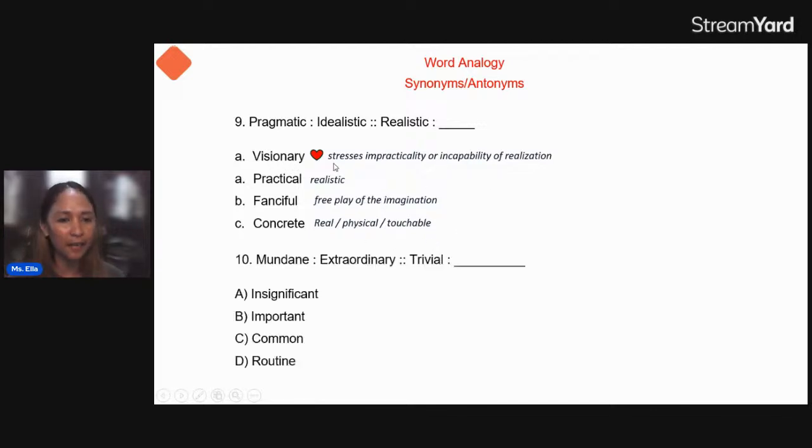Okay, number 10, we have here mundane and extraordinary, then trivial to blank. Is it A, insignificant, B, important, C, common, or D, routine? What's the correct answer for number 10?